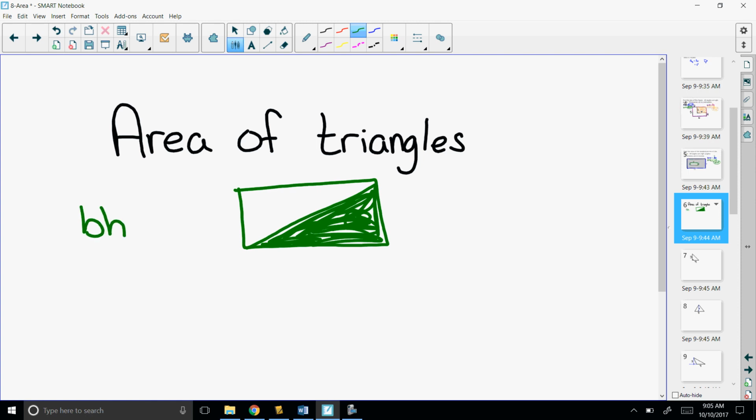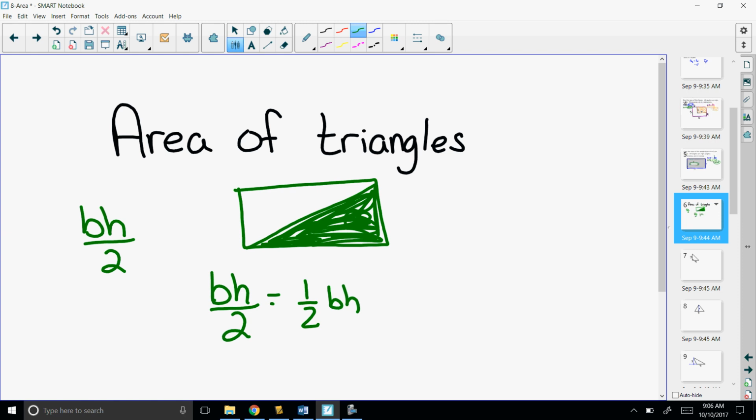So the formula for area of a triangle would be base times height divided by 2. Length times width divided by 2. Is there a difference between base times height divided by 2 or saying 1/2 the base times the height? Is there a difference between those two? No. Those are exactly the same.